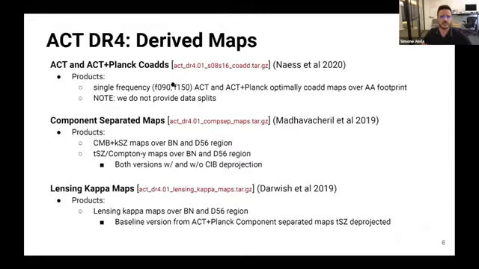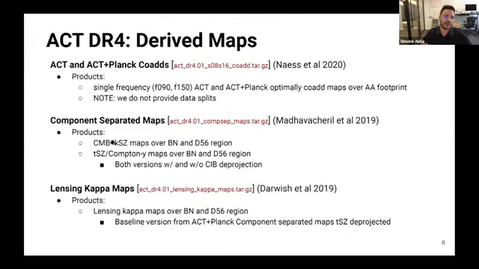So those are, again, our single frequency maps. They're all coadded, so you will be losing information on the arrays and seasons, but those are probably the easiest maps to work with. For these maps, we do not provide data splits at the moment. We have component-separated maps. Multi-frequency information is very important, and the fact that we can use ACT and Planck to work together allows us to extract single components.